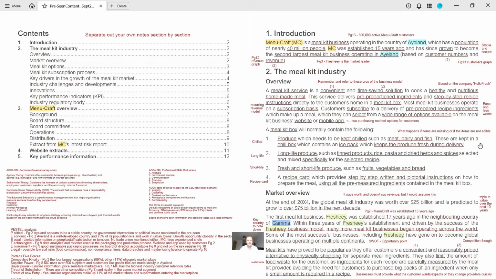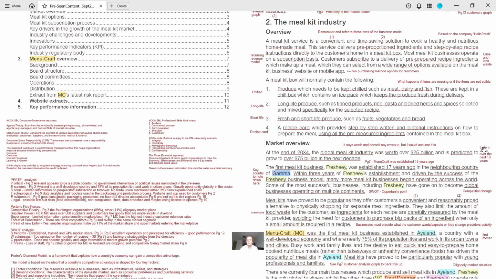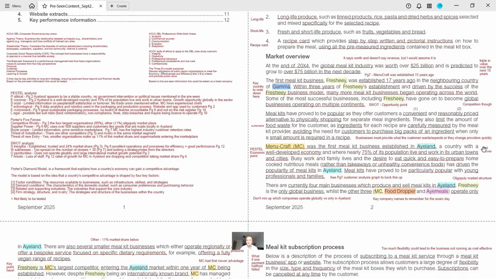So that's the meal kit industry, and that relates into those professional skills, the commercial acumen, really applying it and demonstrating you understand what is going on in the business. Now, in terms of the market overview, at the end of 2004, this is the most recent set of financial figures we're given in the preceding information, the global meal kit industry was worth $25 billion. That is a real key figure for you to remember, and it's predicted to grow to over $75 billion in the next decade.